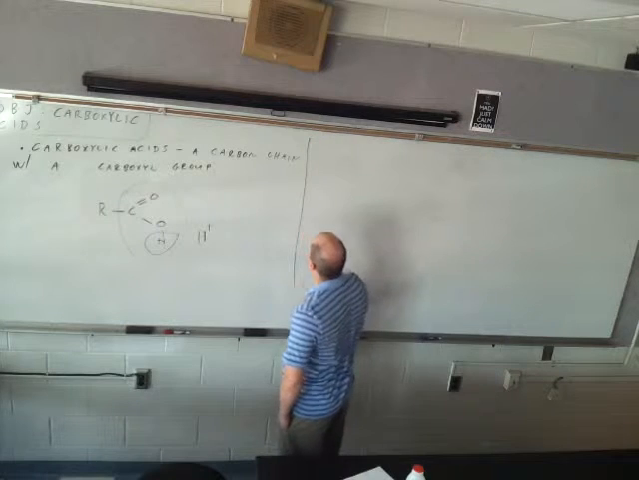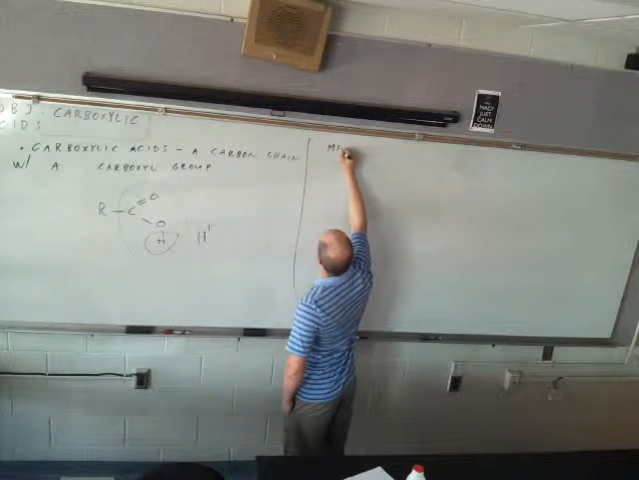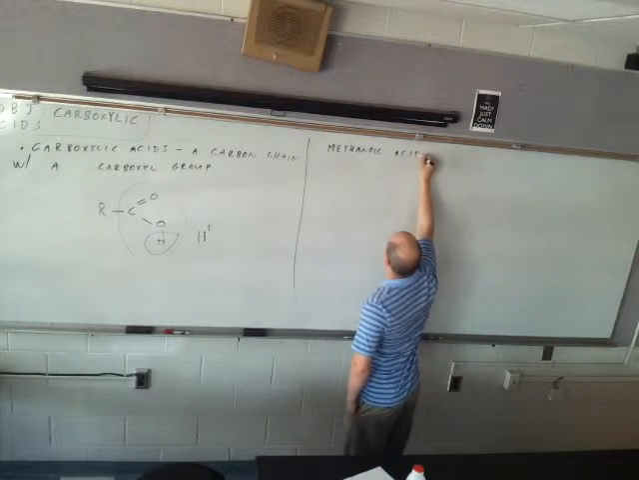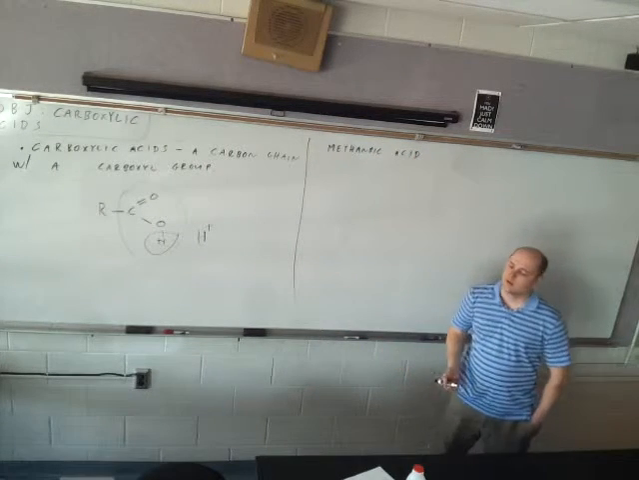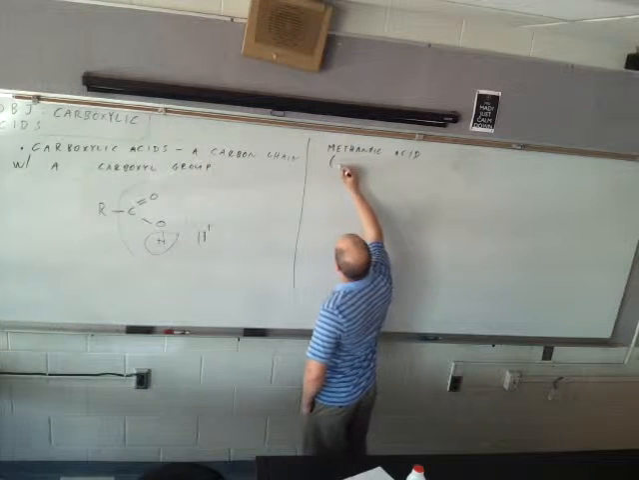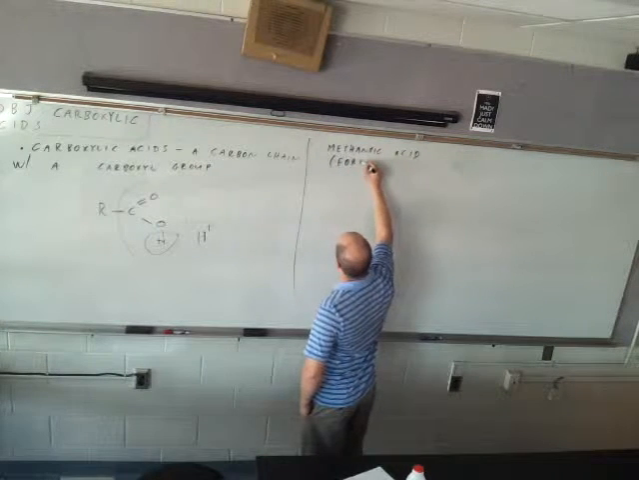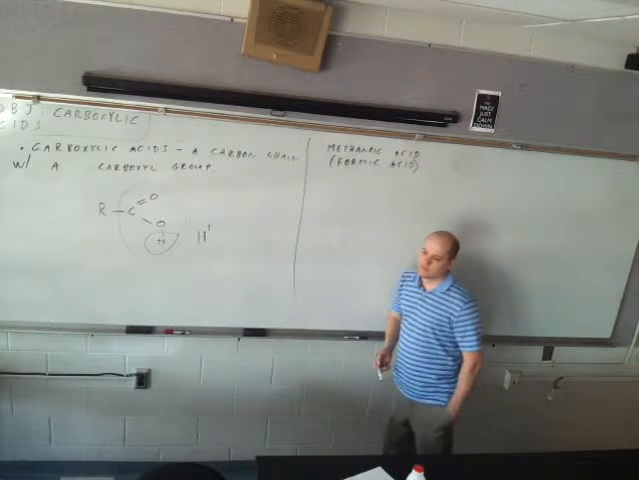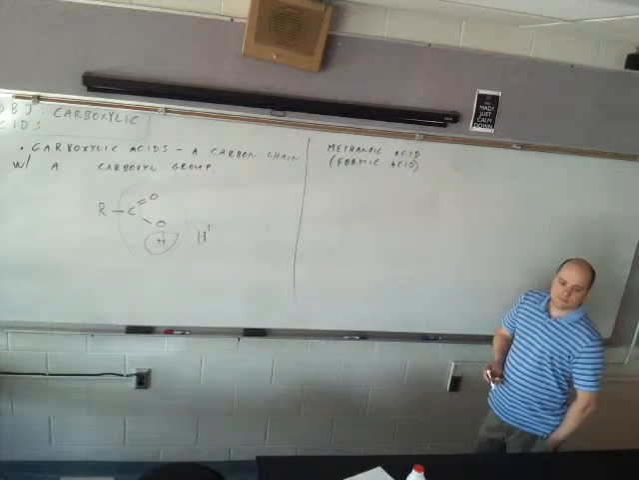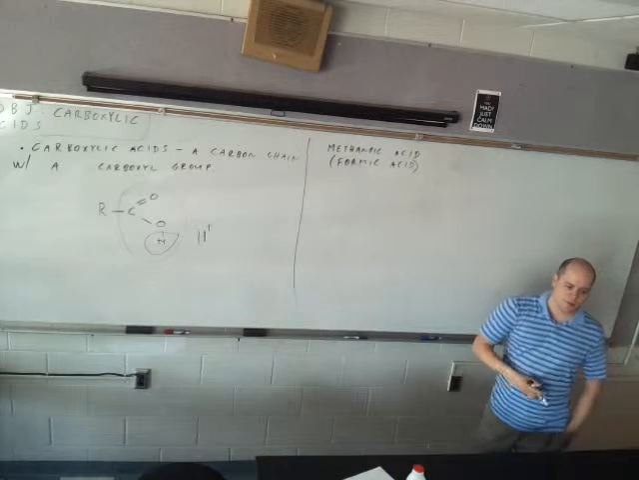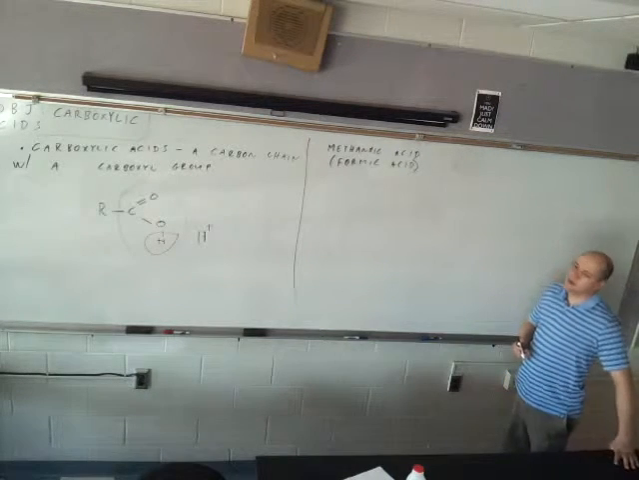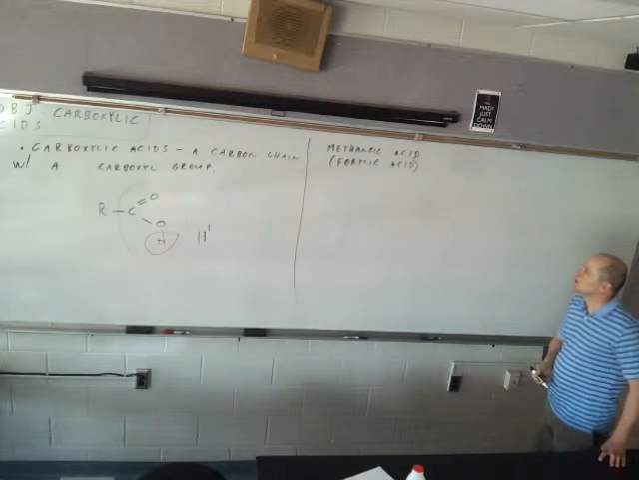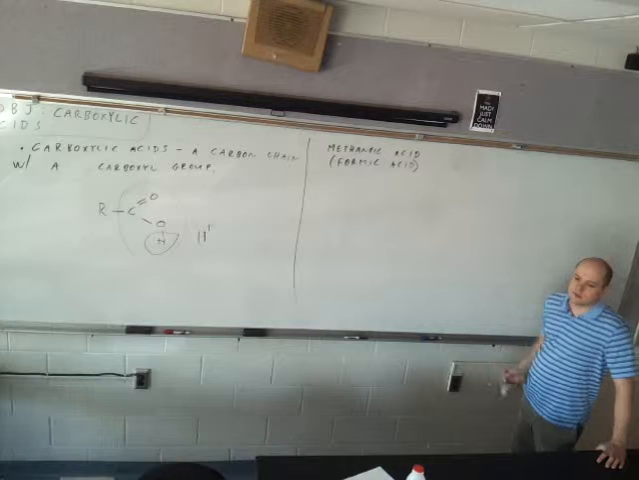Alright, let's draw some of these. The first one, of course, is going to be called methanoic acid. The common name is formic acid. Can you slow down? No, whenever I hear people talking, I go faster. Formic acid is the old name. It comes from the Latin word for ants, because ants produce formic acid.